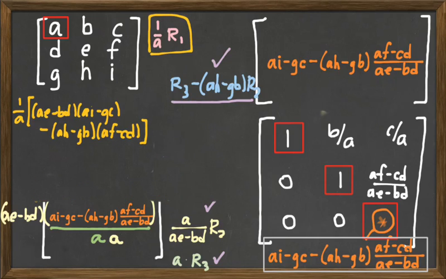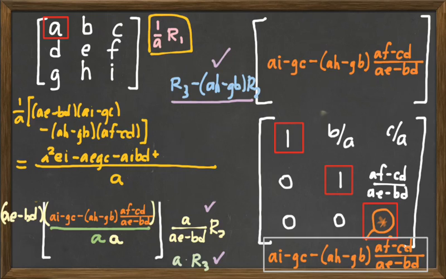Okay, so after all of that exhausting business, let's just take this expression here and bite the bullet and multiply it all out. I'm going to have an A in my denominator from this first factor right there. And then upstairs, AE minus BD times AI minus GC. Foil that, and you get A squared EI minus AEGC minus AIBD plus BCDG. So that's from foiling out the first product up there.